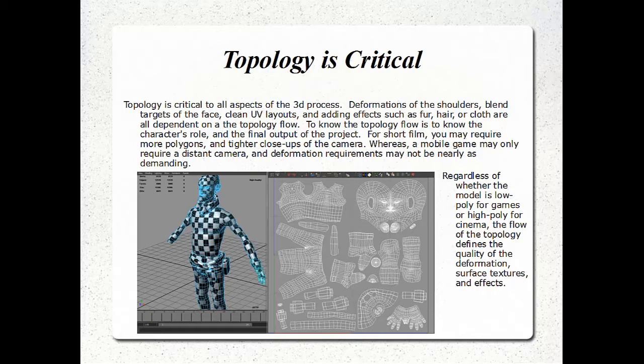Regardless of whether the model is low poly for games or high poly for cinema, the flow of the topology defines the quality of deformation, surface textures, and effects. And here's a good screenshot of John Camacho's character unwrapped with a checker pattern over it to check for distortions. And that checker pattern would be more distorted had he not paid close attention to the flow of the topology of his character.